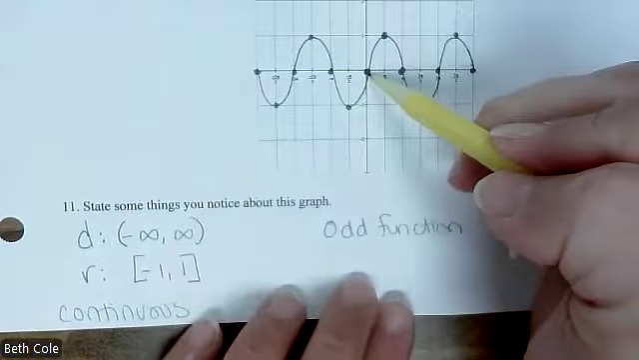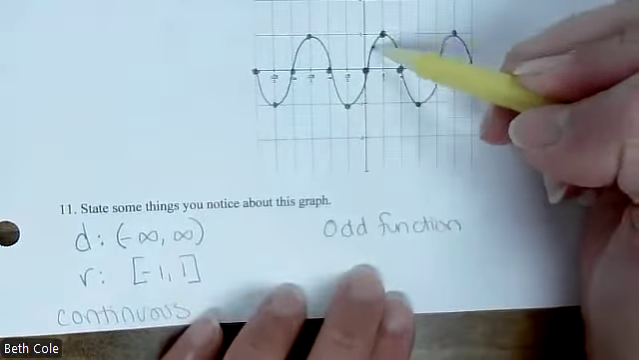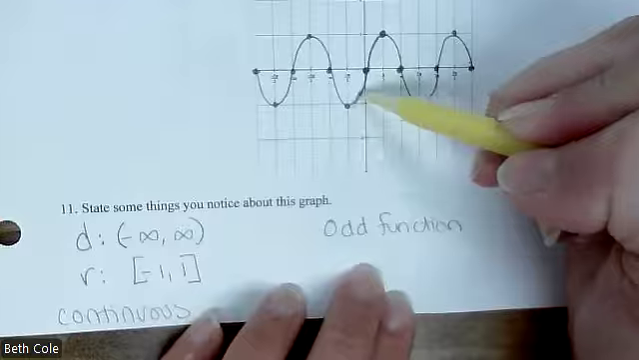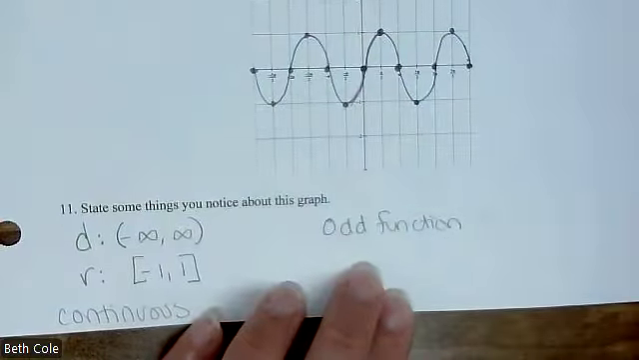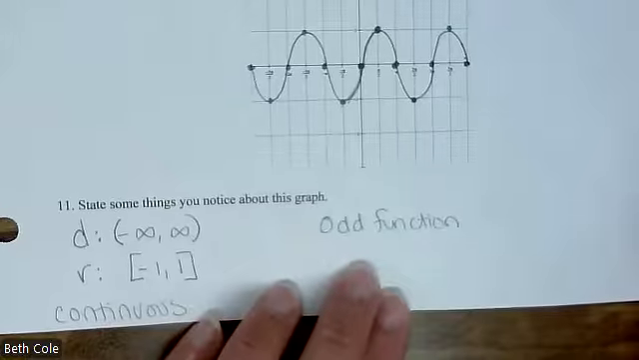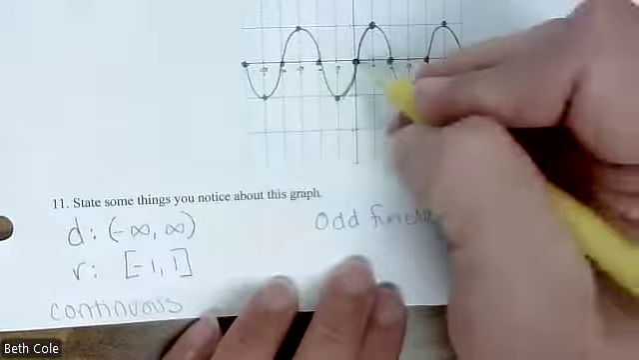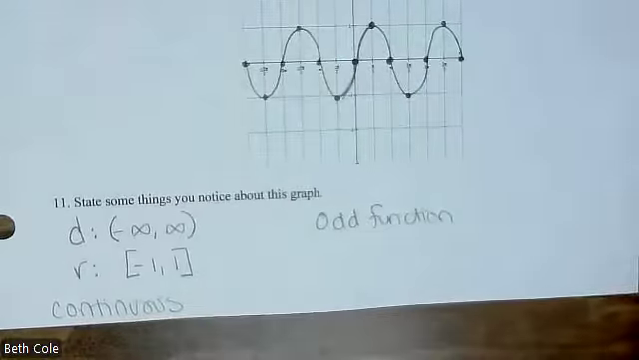Odd means it reflects across the origin. Do you see how this part up here reflects to this part down here? Odd origin. It was like back in November that we did that, but is it ringing any bell? Like, yeah, sine is odd. Okay. So it's symmetric to the origin.